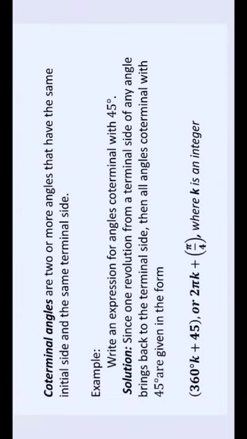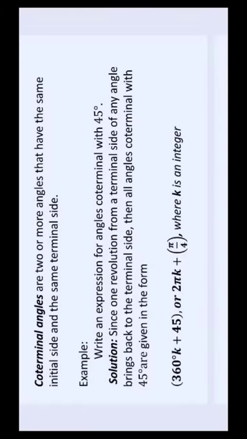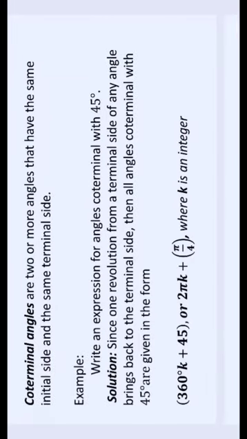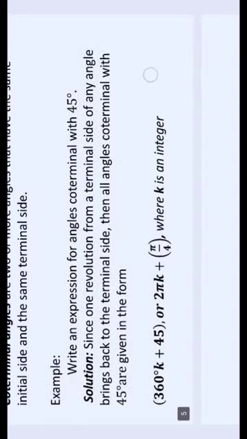Okay, so let us define coterminal angles. These are two or more angles that have the same initial side and the same terminal side. Here's an example. Write an expression for angles coterminal with 45 degrees. Since one revolution of a terminal side of an angle brings back the terminal side, then all angles coterminal with 45 degrees are given in this form: 360 degrees K plus 45, or 2 pi K plus pi over 4, where K is an integer.